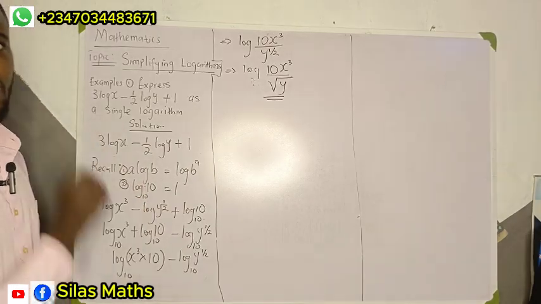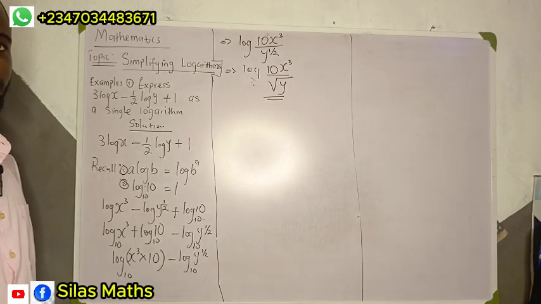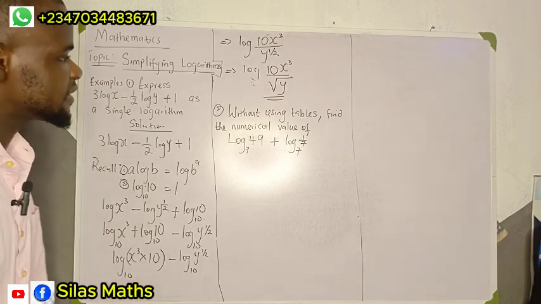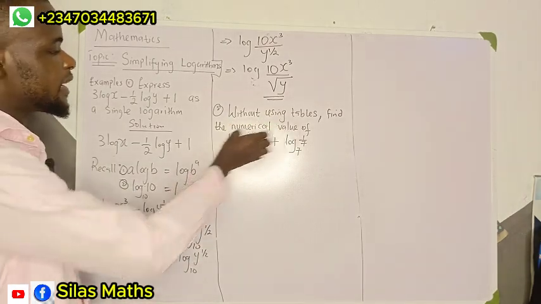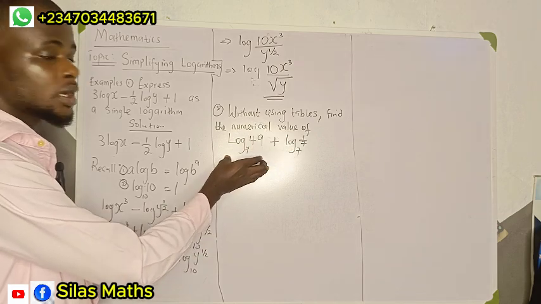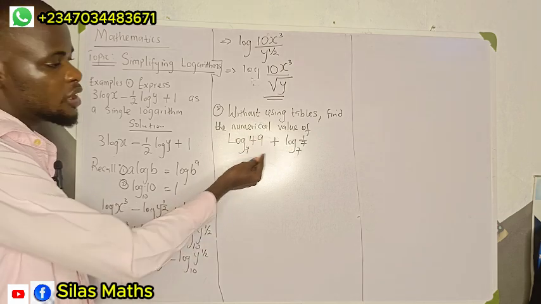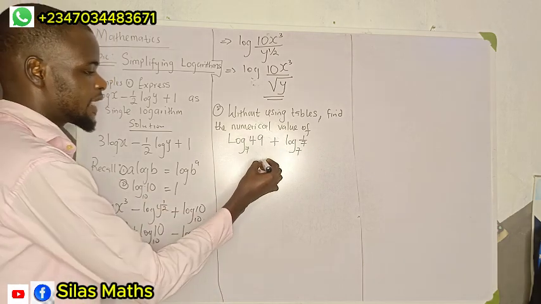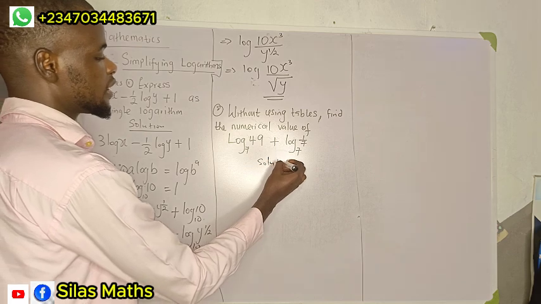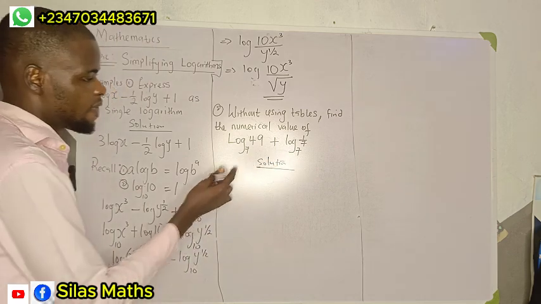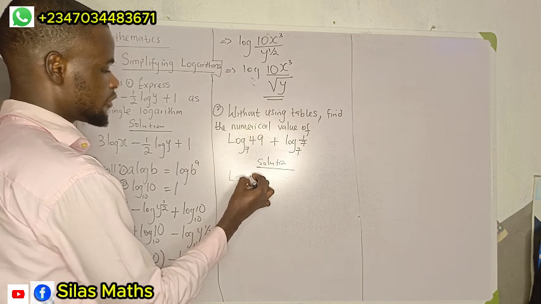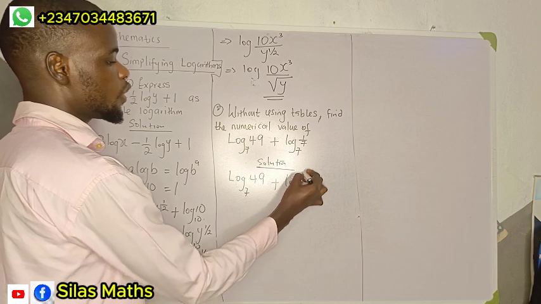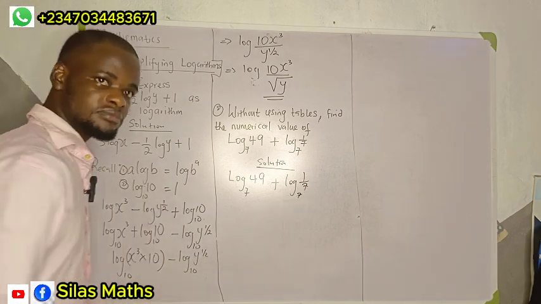Okay, so let's take another problem. Problem 2. Let's take a look at this second problem. It says, without using tables, find the numerical value of log 49 base 7 plus log 1/7 base 7. So let's apply, simply we do this. Let's write the problem. That's log of 49 base 7 plus log of 1/7 base 7.